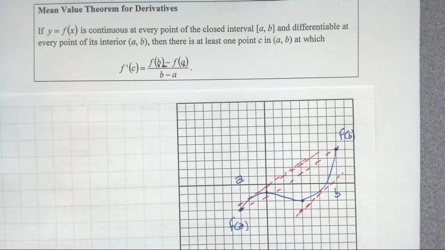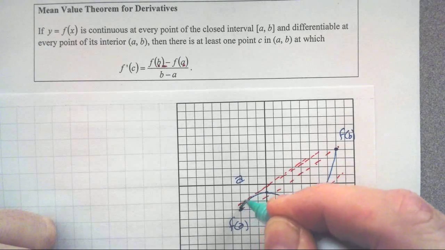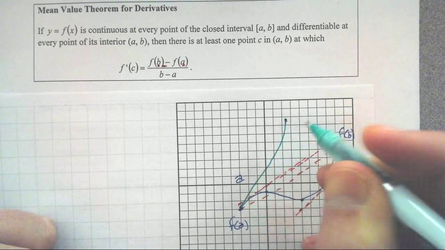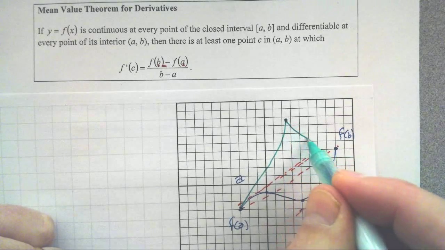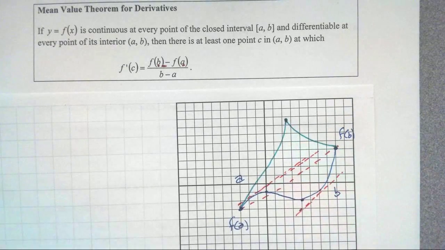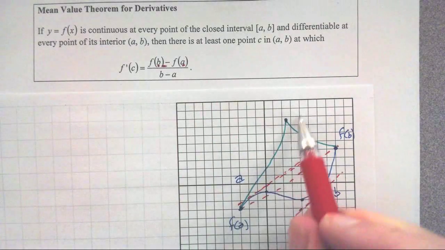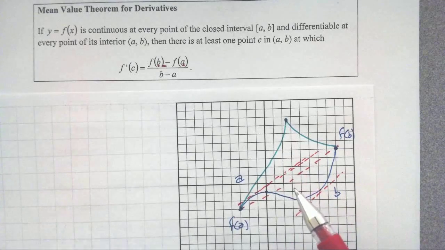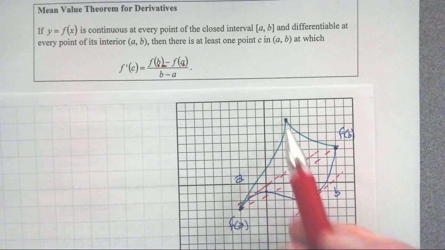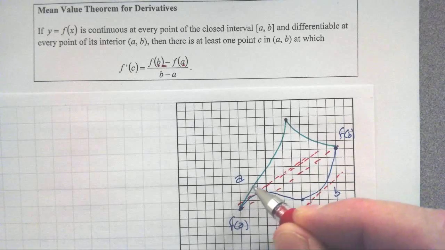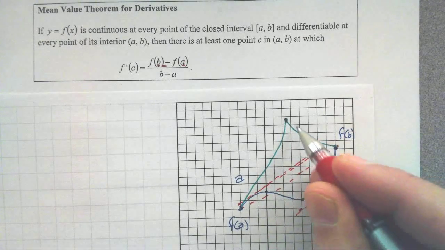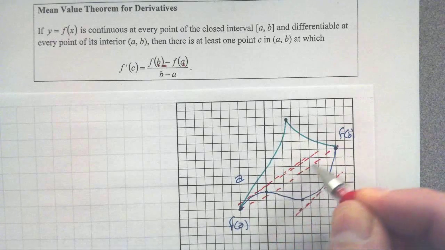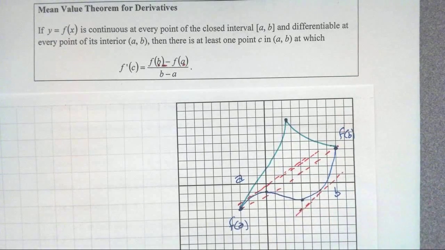So what's up with the whole differentiable? What difference does that make? Well, let's say I had a curve from a to b that looked like that. That's still on the closed interval. It's still continuous, didn't lift the pen. However, not differentiable, and if you look, it's hard to find a spot where it looks like the slope of the green curve is equal to the slope of my secant line. Okay, so we have to make sure we meet those hypotheses before we apply the mean value theorem.